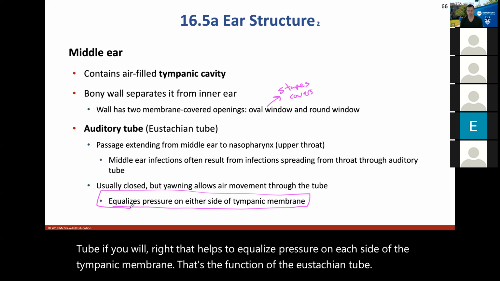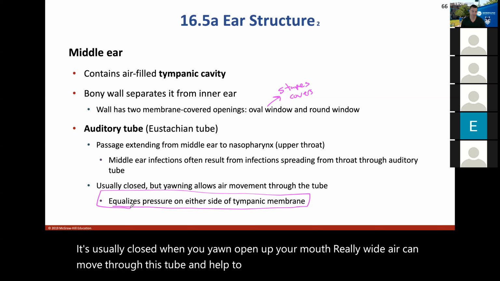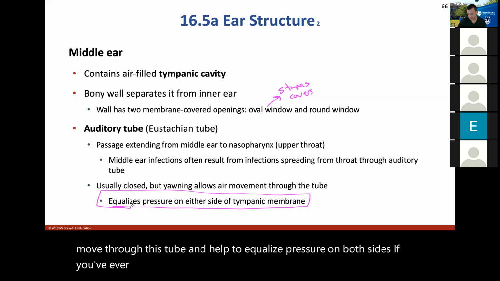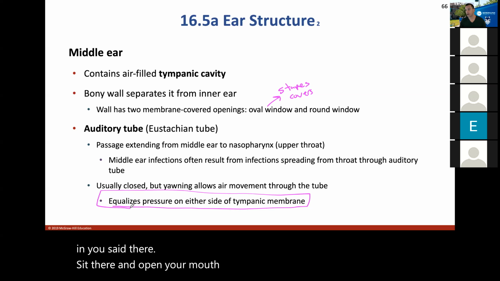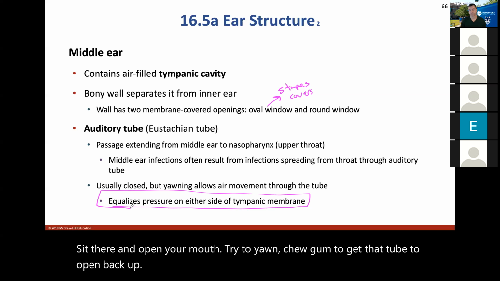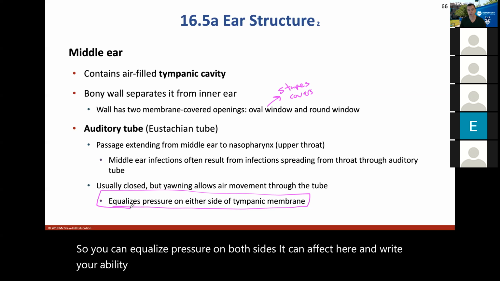It's usually closed, but when you yawn, open up your mouth really wide, air can move through this tube and help to equalize pressure on both sides. If you've ever gone up to any significant height, then you felt that, and you sit there and open your mouth, try to yawn, chew gum to get that tube to open back up, so you can equalize pressure on both sides. It can affect hearing, right? Your ability to hear is a little bit less when your ear is all clogged up like that.